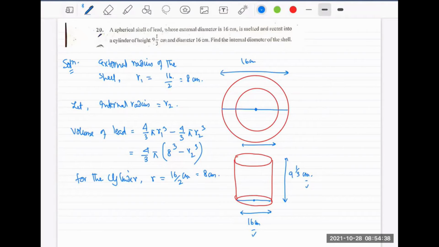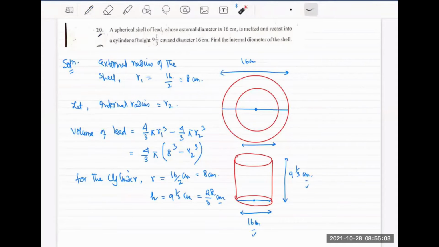What else? We are also given the height, right? The height is given as 9 whole 1 by 3. So mention here, height is 9 whole 1 by 3 centimeter. If you multiply, 3 nines are 27, you add the 1. 27 plus 1 will be 28, right? So 28 divided by 3.